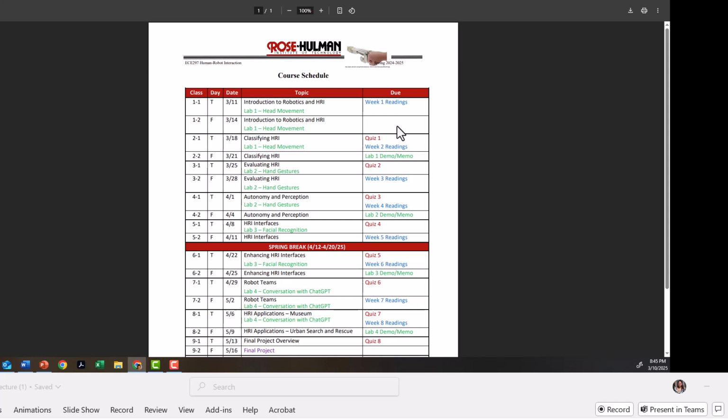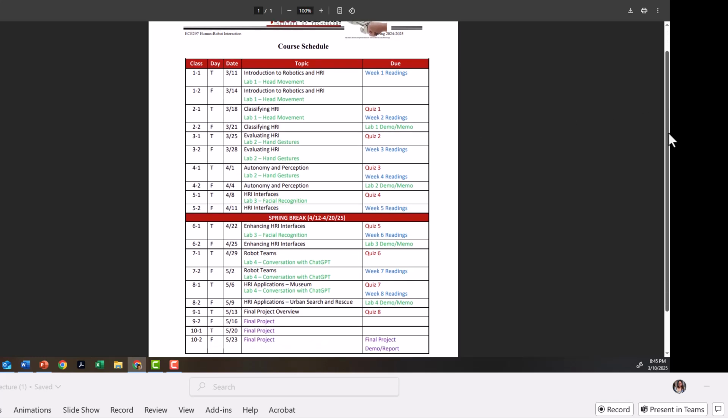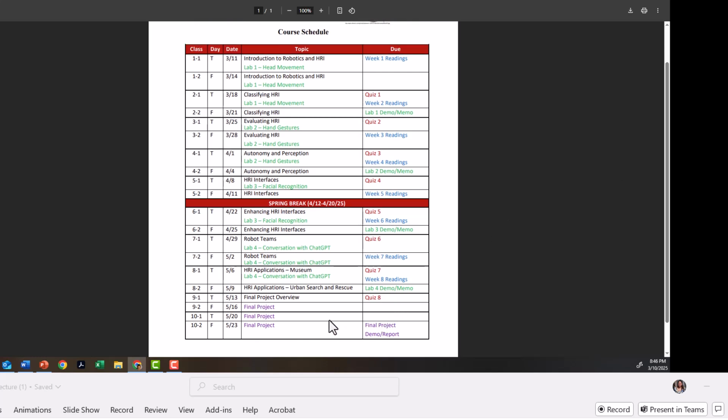So every 2 weeks, there will be a lab demo due, and every week there will be a quiz due, and there's weekly readings every week and weekly lectures. And then that will be for the first 8 weeks, and then weeks 9 and 10, you will work on your final project, which will be to design a human-robot interaction system that you will then recruit people to interact with to evaluate your system, and then you will write up your final project based upon the results of those interactions.